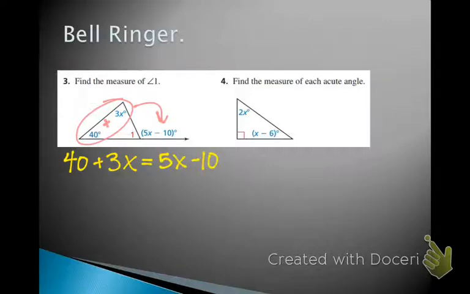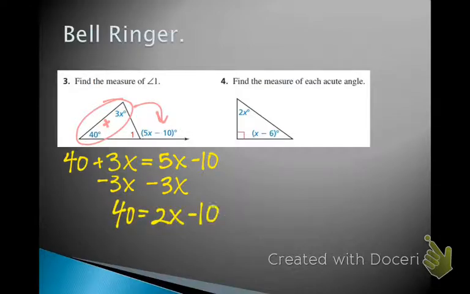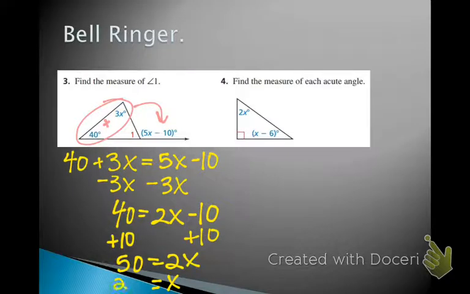So what's my smaller x? 3x. How do I move it? Subtract my 3x. So I have 40 equals 2x minus 10. What do I do next? Add 10. So 50 equals 2x. Next, divide by 2. What's 50 divided by 2? 25. Do I circle this answer? No. I need to plug it in.